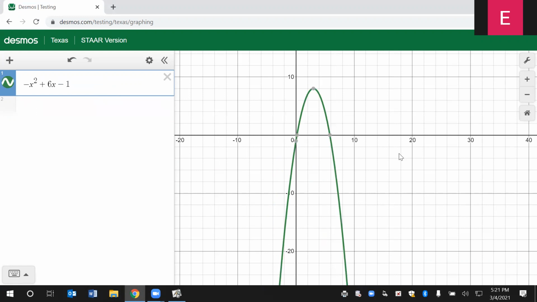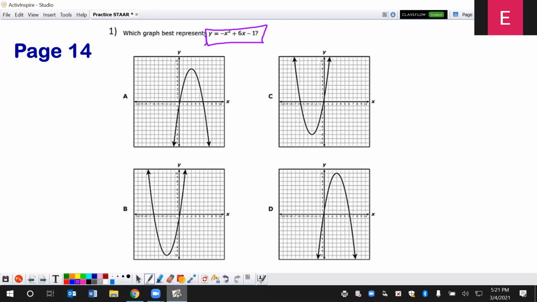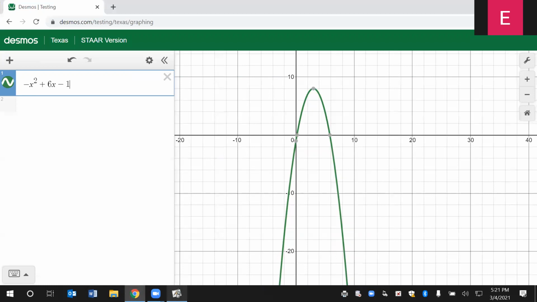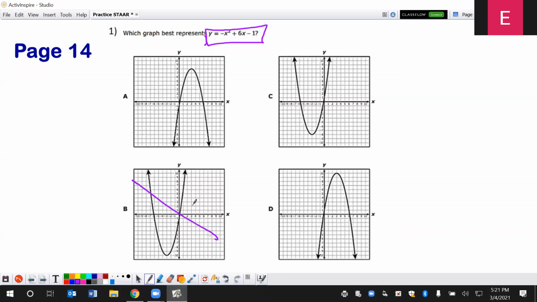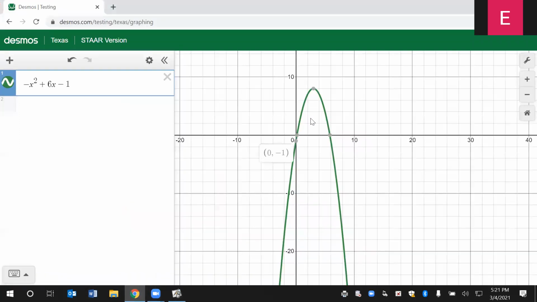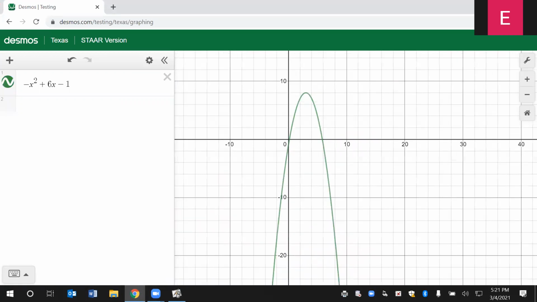So here's my graph. Here are my answer choices. It is a little bit hard to determine, but we can see that it's opening down. So definitely not B or C because they're opening up. So I'm between A and D. You notice they look very similar, but if we pay attention to the highest point, then we should be fine. So here, my vertex is at 3, 8.